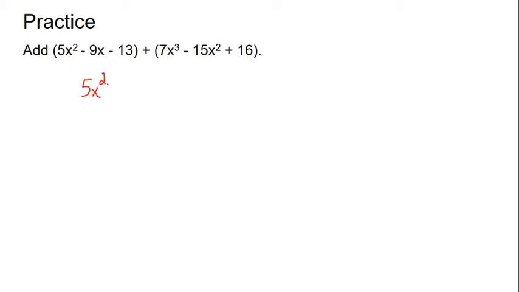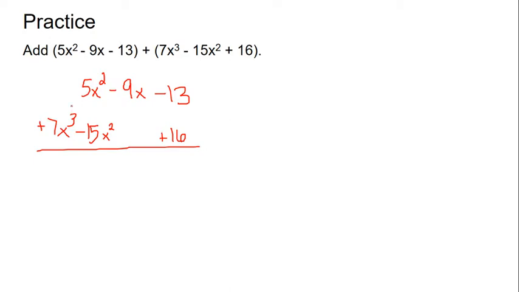So I'm going to rewrite the first polynomial, 5x squared minus 9x minus 13, plus, then I'm going to line the terms up. So x cubed, we don't have an x cubed up here. So I'm going to write our x cubed out in the front. We have a minus 15x squared, so let's put that underneath the 5x squared. And then we have a plus 16, so we're going to put that under the constant of negative 13. So now we're just going to add. So there's nothing up on the top, plus 7x cubed just gives us a 7x cubed.